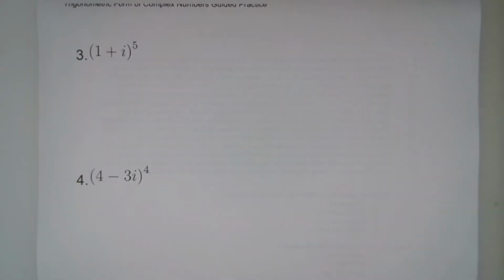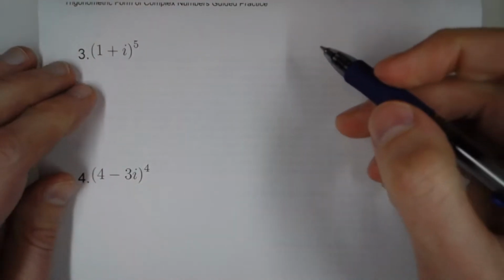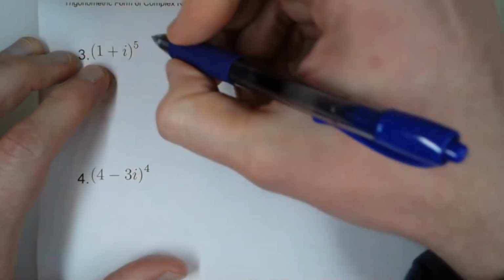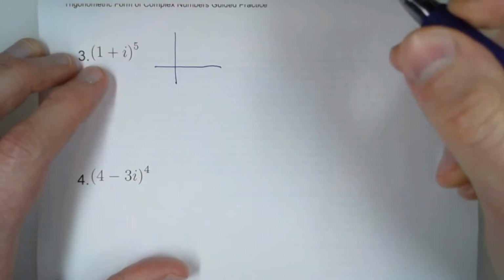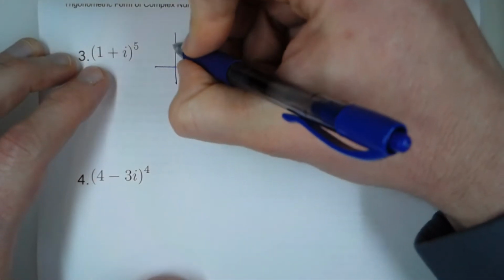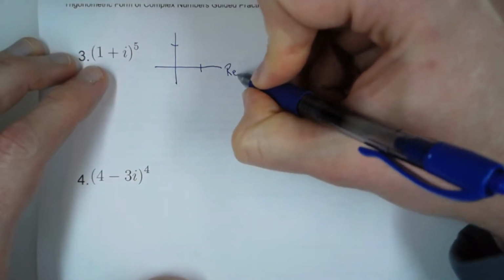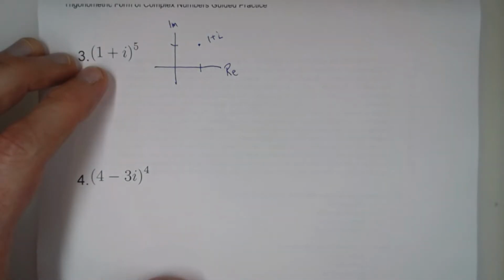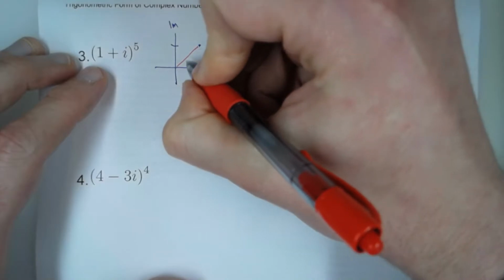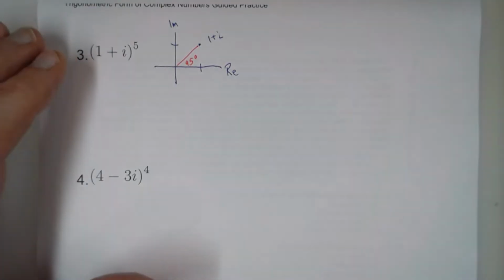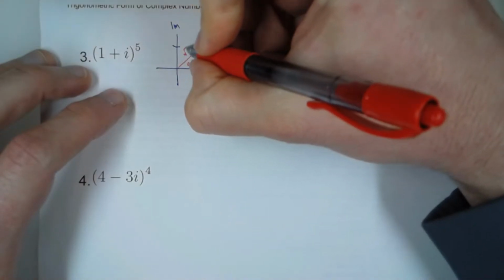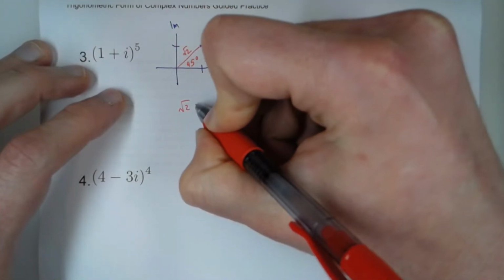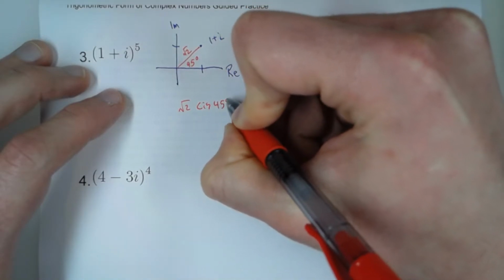Now on the second page, we are doing the same thing, except now we're starting with these in standard form. And so what we want to do is first convert them into trigonometric form. Now we had another video about that, if you need to review that, but really quick, we'll graph them. So this right here is 1 plus i. And so this has an angle of 45, and I'm going to use degrees for this. And this has a magnitude of square root of 2. So this is square root of 2 CIS 45 degrees.